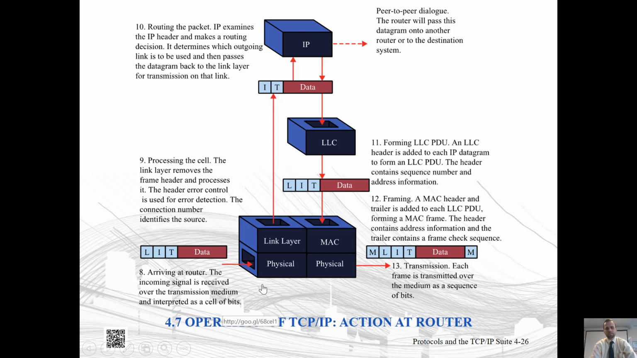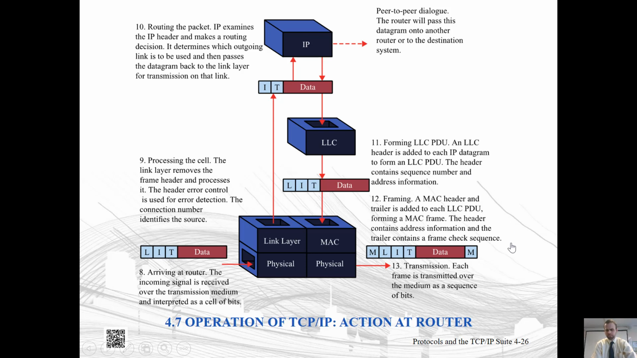The packets arrive at the router. The incoming signal is received over the transmission medium and interpreted as a cell of bits. Then you essentially process that packet. The link layer removes the frame header and processes it. The header error control is used for error detection, and the connection number identifies the source. Then you route the packet accordingly, and then you form packet data units, and an LLC header is added to each IP datagram, and the header contains sequence number and address information, and then you perform framing.